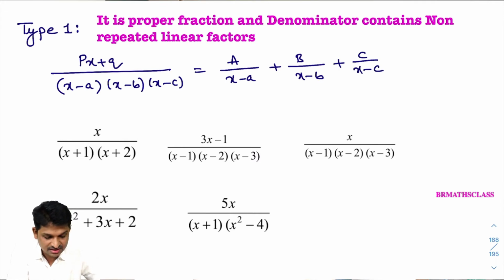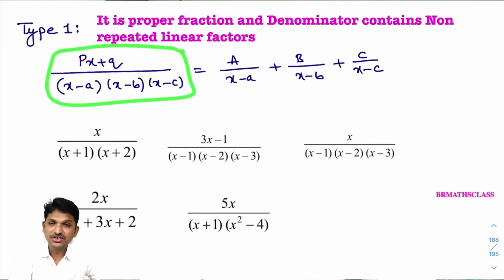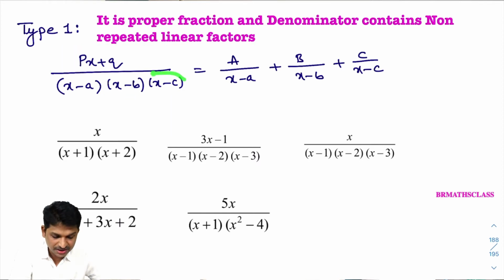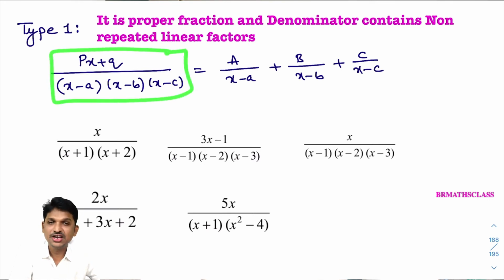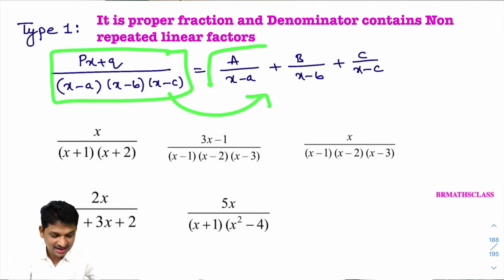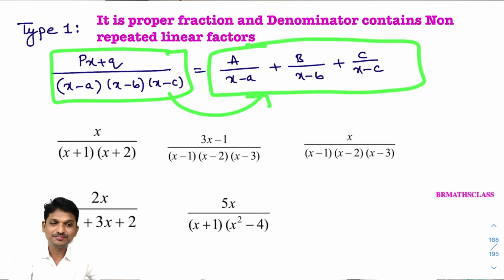Here the point is, this is a proper rational function. The denominator contains non-repeated linear factors. Then we will write this proper rational function into partial fractions like this. These are the splitting into partial fractions.